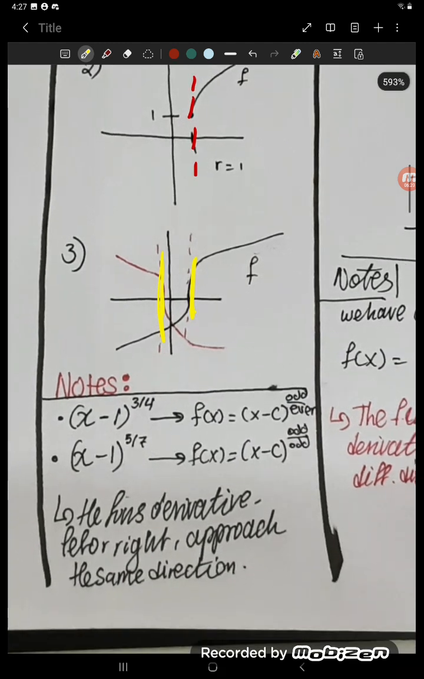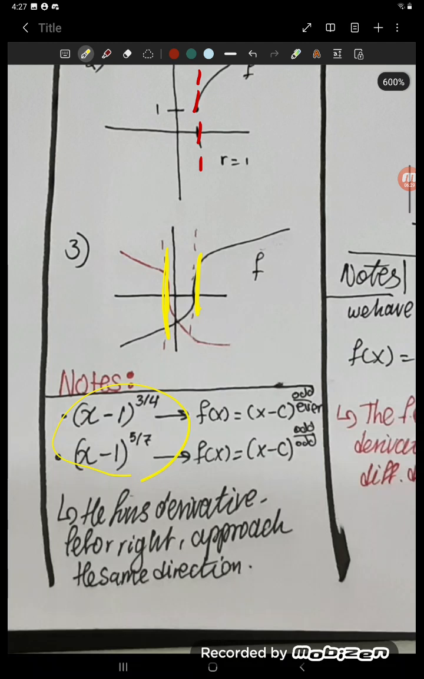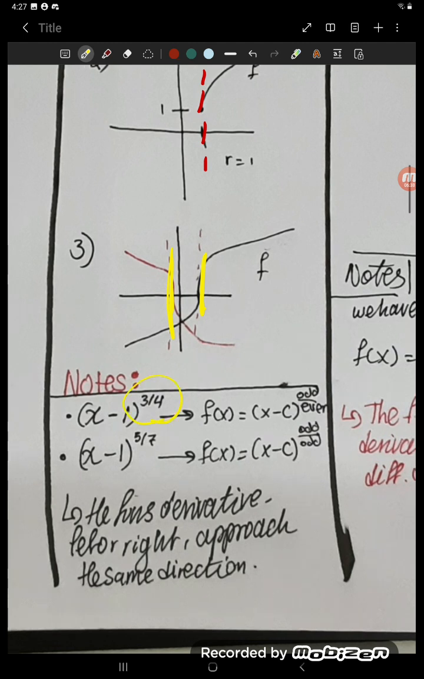All right. So the note goes to say this is the main part. This is the most important part because, look, sometimes they're not going to give you a graph, and they're just going to give you something like this, and they're going to tell you, does it have a vertical tangent or not? So this is what you're going to do. Look at the power that's over your parenthesis. In this scenario, I have 3 over 4, right? Now, 3 over 4 is like an odd over an even number. So 3 is odd and 4 is even, right?